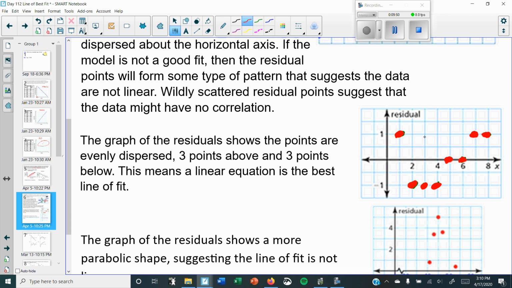They look random. So here's what you need to memorize, okay? If there's no pattern, which this is, we say it's a good fit model. Oops, good fit or a good model, okay? But we say usually good fit.